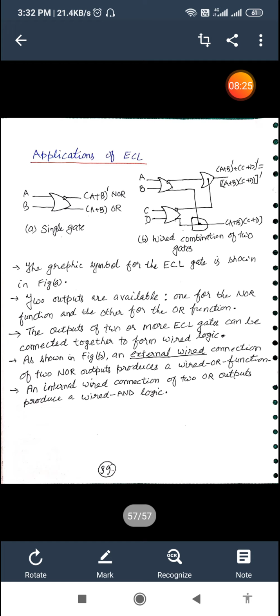The outputs of two or more ECL gates can be connected together to form wired logic as shown in figure B. An external wired connection of two NOR outputs produces a wired OR function. An internal wired connection of two OR outputs produces wired AND logic. So, this completes the application of ECL and the complete analysis of ECL. Thank you.